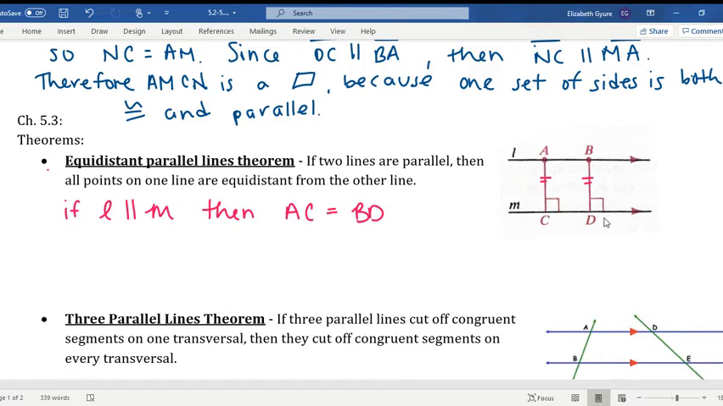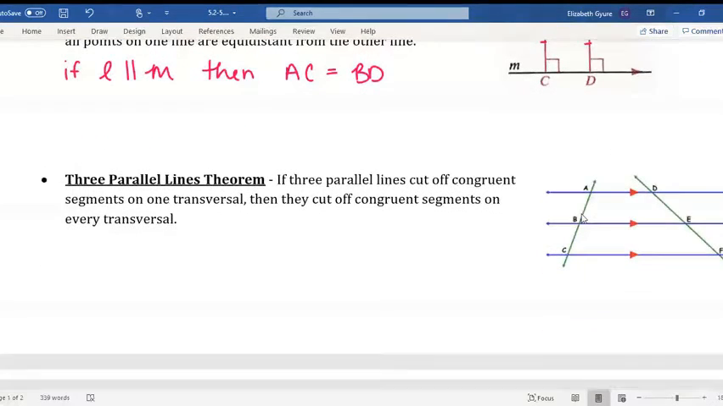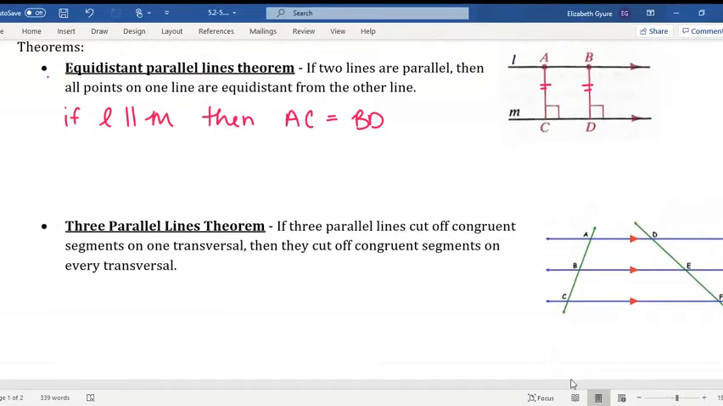Anyone know why those are there? Sebastian? Yeah, exactly. Because if one's at a different angle than the other, that's not the shortest distance. The shortest distance between a point and a line is always that perpendicular segment. So that's to show you that they are equidistant. Good. All right, good.